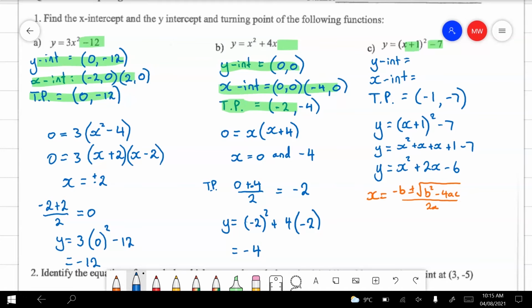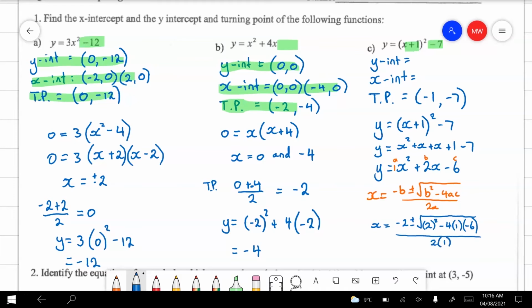And so if I substitute in my values, and remember that if I just cheekily write it in here, this is going to be your a value, this is going to be your b value, and this is going to be your c value. Okay, so there's a 1 here. So if we substitute those in, what we'll end up with is x equals minus 2 plus or minus the square root of 2 squared minus 4 times a, which is 1, times c, which is negative 6, all over 2 times a, which is 1.